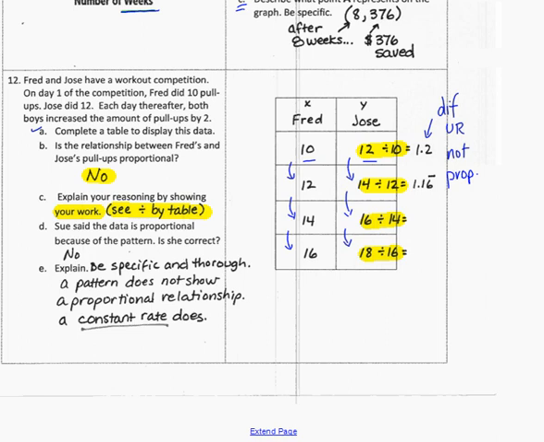Sue said the data is proportional because of the pattern. Okay, so the pattern she's looking at is that this is increasing by 2 each time. That does not show proportionality. Okay, a pattern does not show a proportional relationship. A constant rate does. So Sue was incorrect.